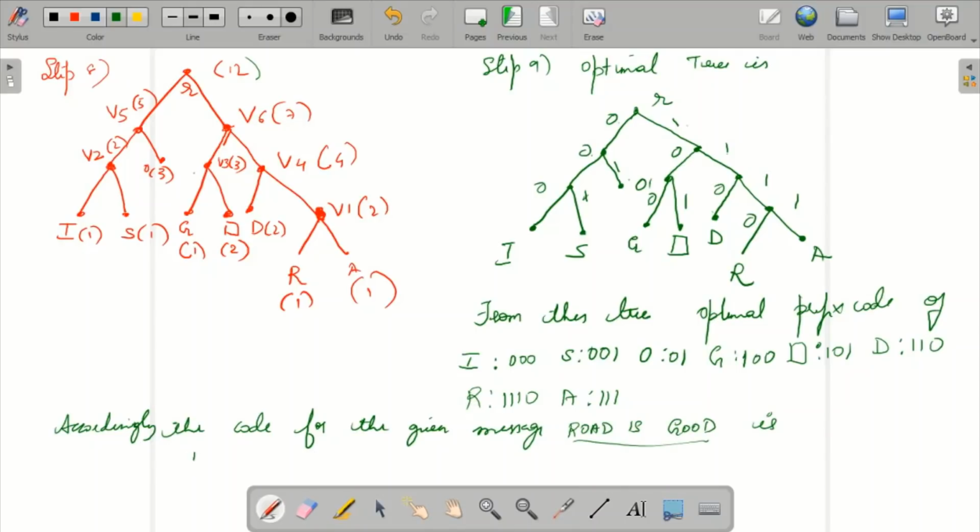R is what? R is 1 1 1 0. O is 0 1 0 1, and A is 4 ones, 1 2 3 4, and D is again 1 1 0. Space will give you code 1 0 1. After road, space is there, then I is followed by 3 zeros. S is 0 0 1. Again space is there. For this space and this space it is 101. G, for G it is 100, and for O it is 0 1. Again O it is 0 1, and for D it is 1 1 0. So this is the final code for "Road is good".